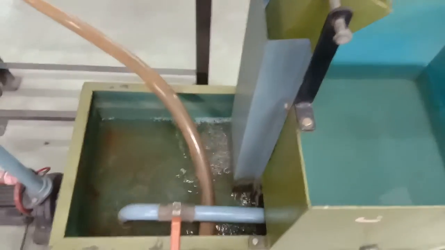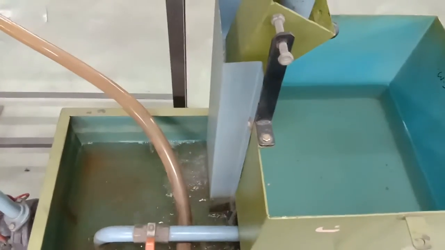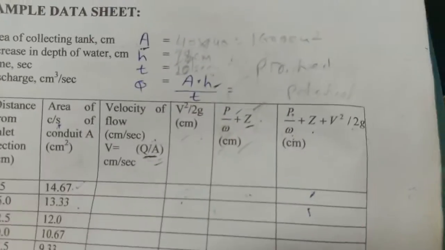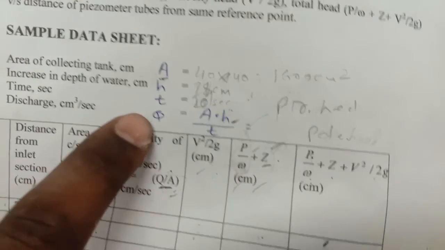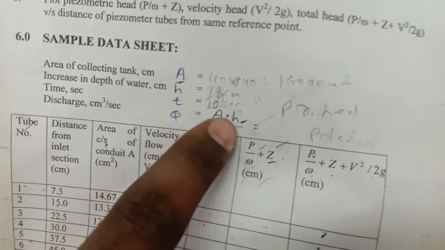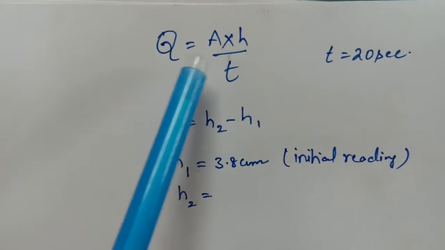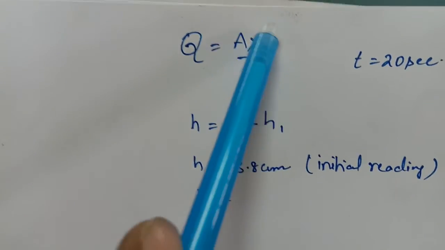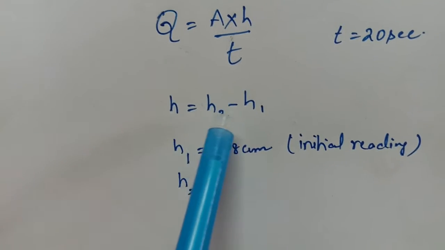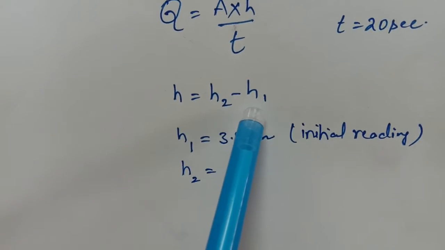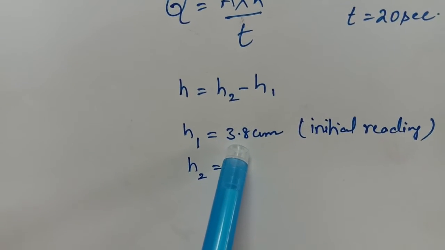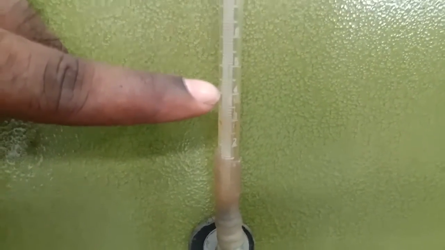First we will calculate the discharge value, that is Q is equal to A into H by T. To find the H value, H is nothing but H2 minus H1. H1 is the initial height, that is 3.8 centimeters, which we have seen from this tube. Initially it is showing 3.8 centimeters, so that is the H1 height.